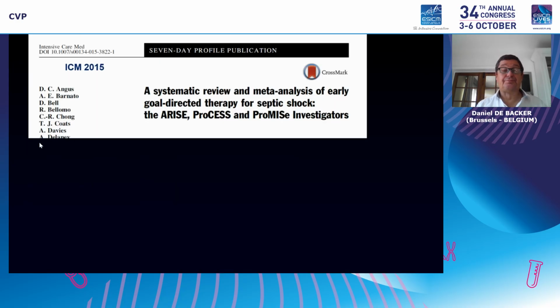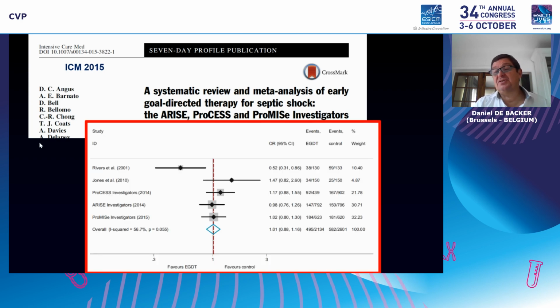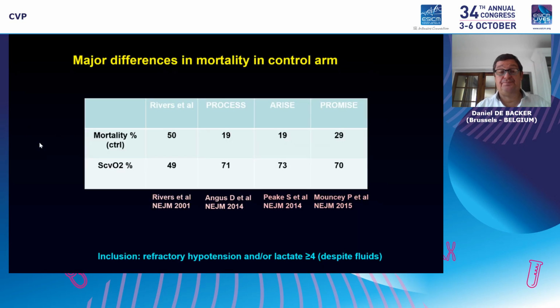So there was no direct comparison of a CVP of 8 to 12 in one group and a CVP 8 to 12 in the other group. And when looking at the meta-analysis of the different trials, it was quite obvious that globally there is no benefit from using this early goal-directed therapy, because indeed we can see here there was no difference in outcome when all trials were lumped all together.